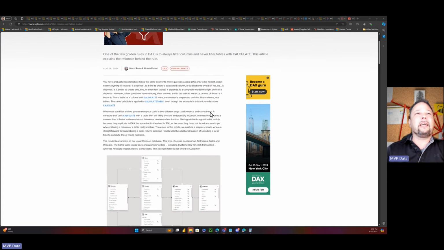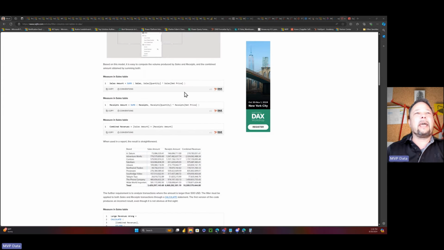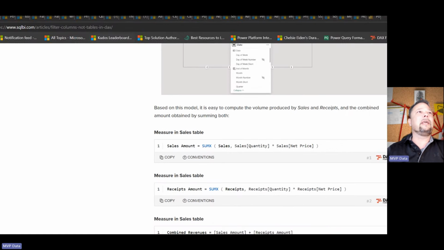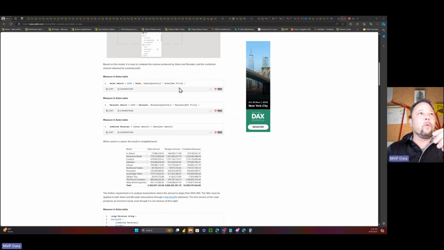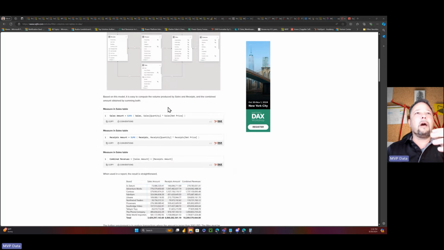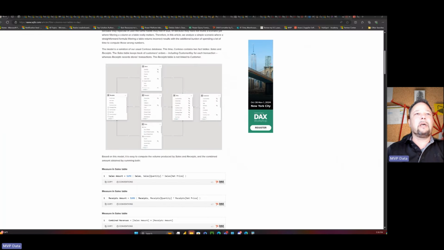I need to make that quite clear. Calculate table. So basically, what they have here, and you can read the article, this is the link. I'll make sure I include the link in the description to SQLBI's website and blog article on this. But they have some simple measures, right? Quantity times net price in their Receipts table and their Sales Amount table. They've got their model here. It's all pretty standard stuff.